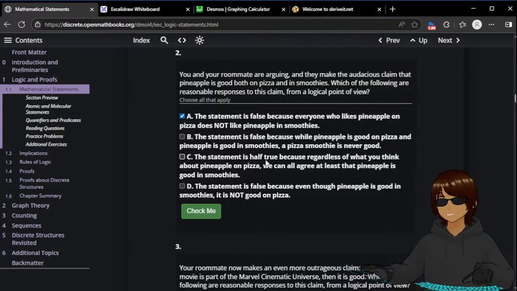The statement is half true because regardless of what you think about pineapple on pizza, we can all agree that pineapple is good in smoothies. I don't think this is correct. The statement is false because even though pineapple is good in smoothies, it is not good on pizzas.